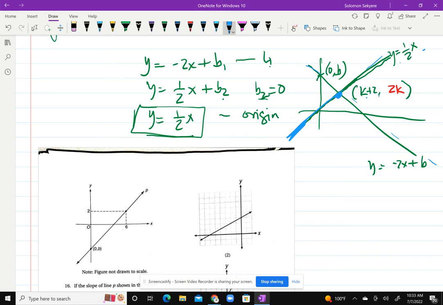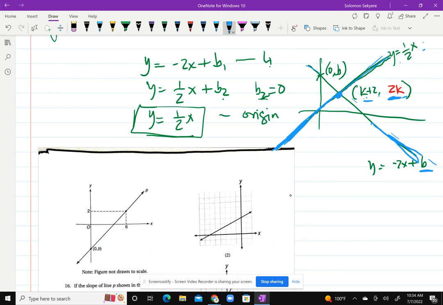What does it mean? It means that if we put this in either equation, it should be true, when it lies on it. This is your y, 2k, and this is your x. If you put it in either one, it should be true. I'm going to put it in the one that goes to the origin because I know everything about it. If we put it in this one here, you don't know the b, so you won't be able to find the point that you know.